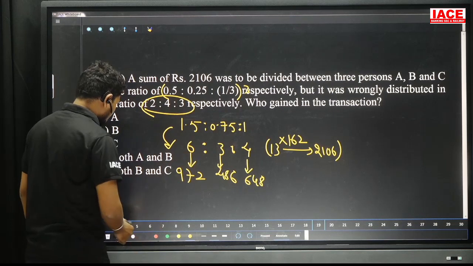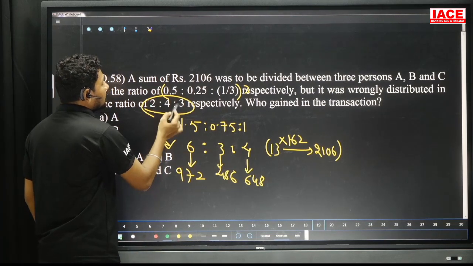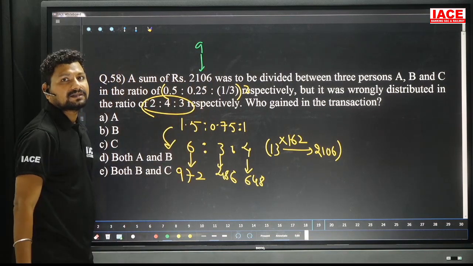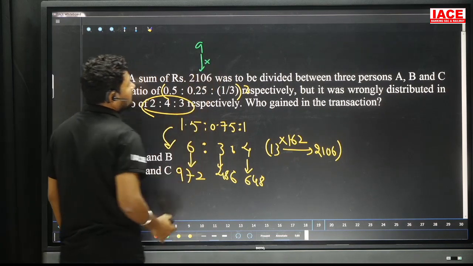Then 2 is to 4 is to 3 ratio. So 2 plus 4 plus 3 is equal to 9 parts. 9 parts is equal to 2106. 9 parts is equal to 2106 means each part is equal to how much?